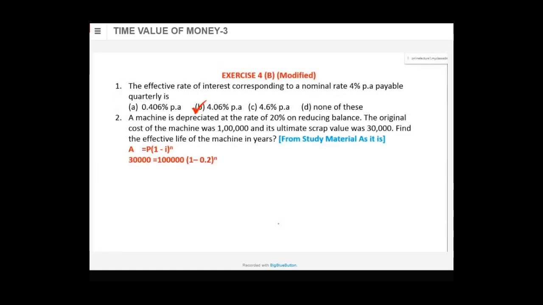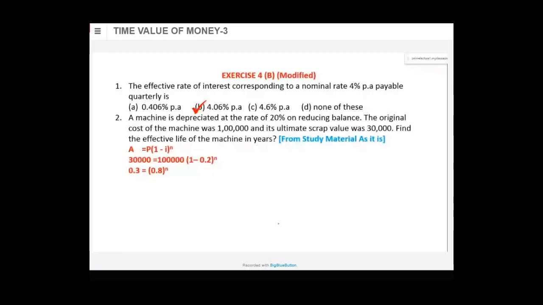Now I want the answer from you. Find n and tell me n. You want me to go one step further? I'll show you one step further also. Okay, this answer has come. What do you have to do now? Do you remember what to do here?